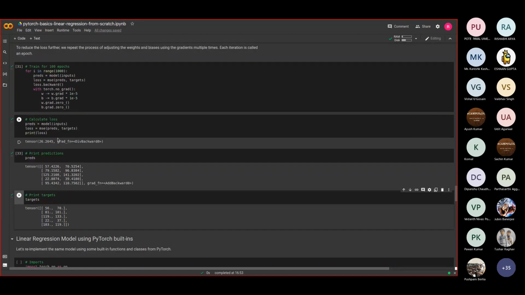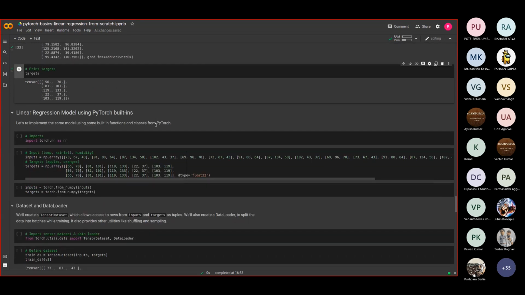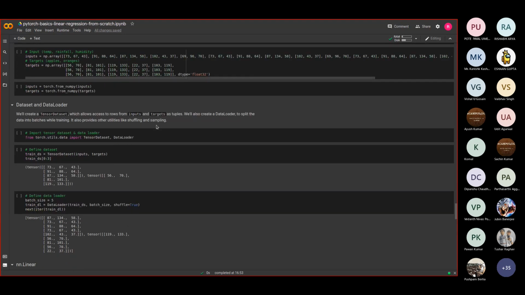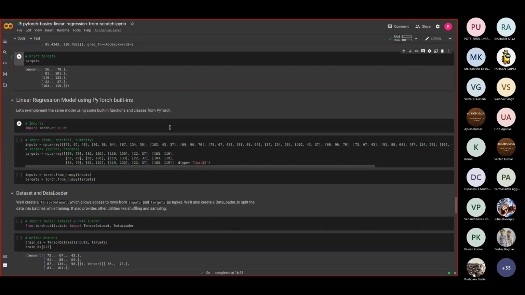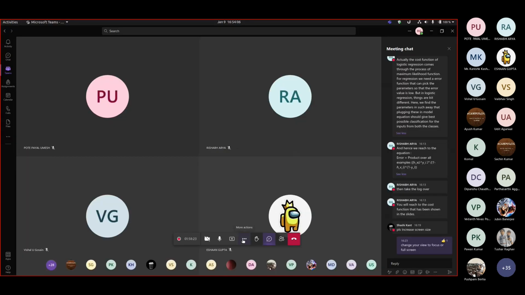So this is how we implement linear regression in PyTorch, but actually you won't be using this in general. You will be using the built-in PyTorch libraries that we'll discuss in the next tutorial when we learn about neural networks. Okay, does anybody have any doubts? We'll be sharing this notebook, so if you get any doubt, you might be able to ask us.